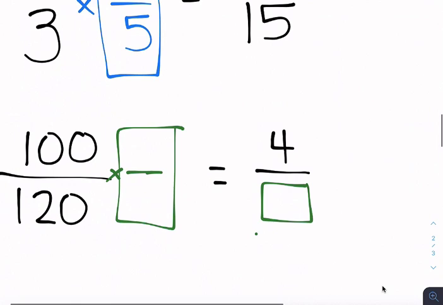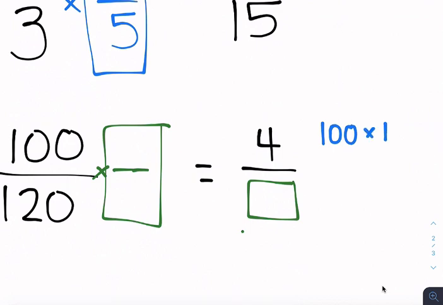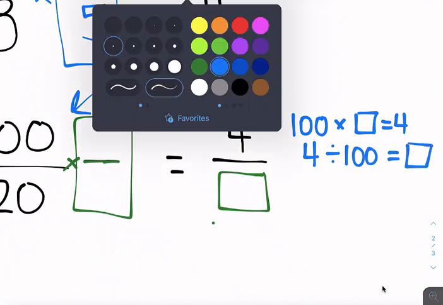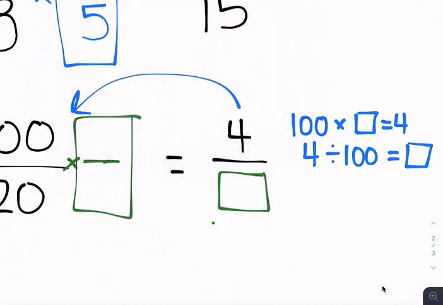Looking here, I see 100 times something is equal to 4. Now, if we wanted to work our way backwards, we could say that 4 divided by 100 is equal to what's in that box. And 4 divided by 100 is 0.04. So that's what's going to go inside my giant one.